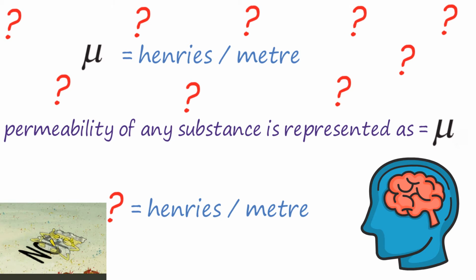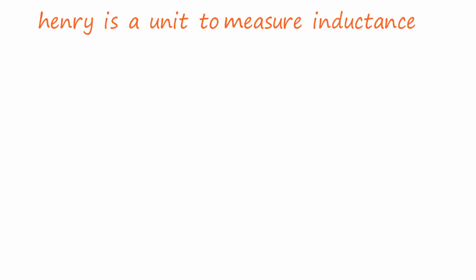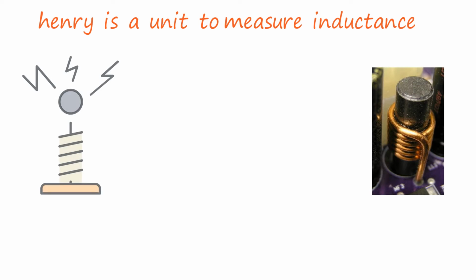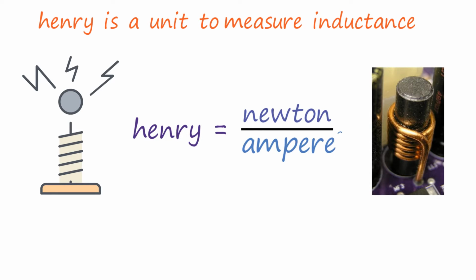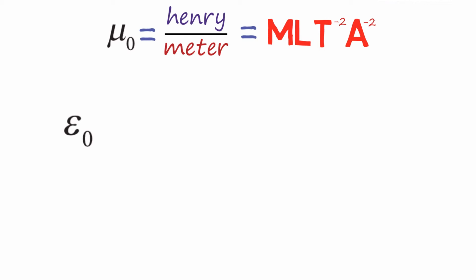But for those curious people out there, I have mentioned the link to a webpage if you want to learn more about it. And for the not so curious people, Henry is just a unit for inductance. Well, actually we can just simplify it as Newton per ampere square. And so the dimensional formula is M L T to the power minus 2 multiplied by A to the power minus 2. Okay, but what do I do with this symbol?